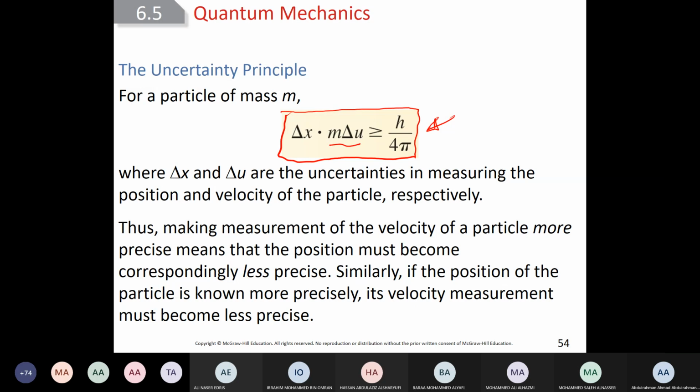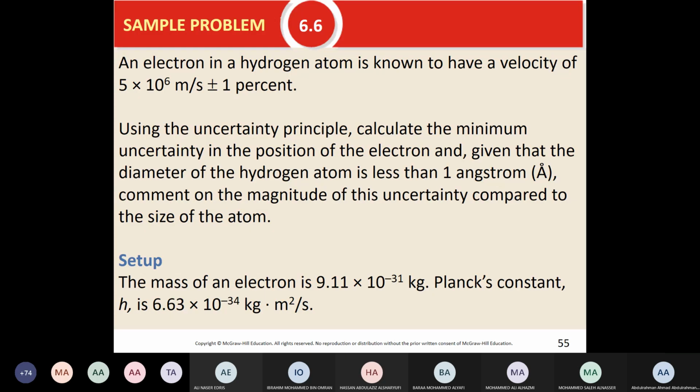What does this equation say? The error in position times mass times the error in speed is greater than or equal to h over 4 pi. Good. An electron in a hydrogen atom is known to have a velocity of 5 times 10 to the power plus 6, plus or minus 1%. So what's delta V, or delta U, as we call it as well? What's delta U?